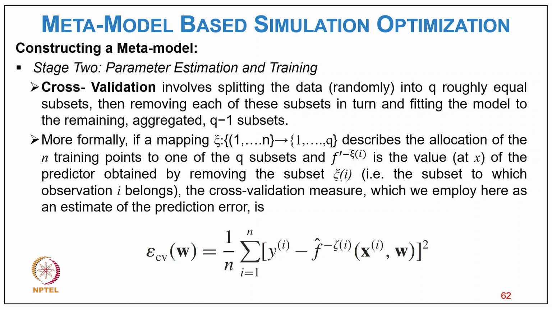Cross validation involves splitting the data randomly into q roughly equal subsets, and then removing each of these subsets in turn and fitting the model to the remaining aggregated q minus 1 subsets.